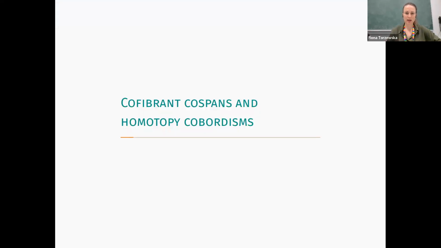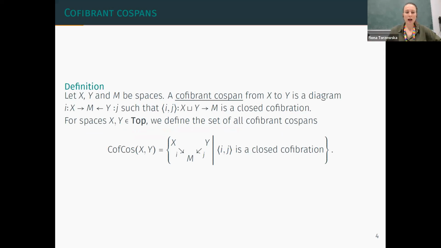Okay, so we start with the categories of cofibrant cospans and of homotopy cobordisms. So if we take a triple of spaces, X, Y, and M, a cofibrant cospan from X to Y is just a diagram of this form. So a map I from X into M and a map J from Y into M, such that this map, which I call IJ, in these angle brackets.